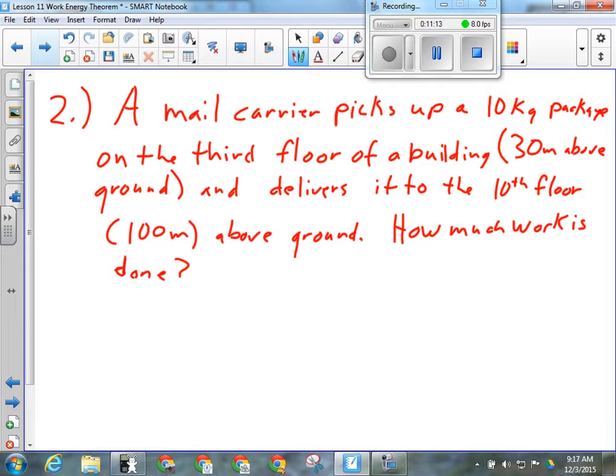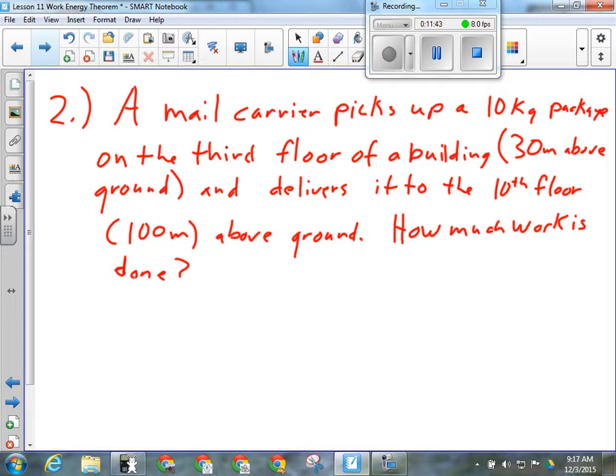Not really. What are they asking me to calculate here? Work. Okay, is work a change in energy? Can I figure out how much the potential energy of this package changes? Does it have potential energy when it's 30 meters above the ground? Does it have more potential energy when it's 100 meters above the ground? Can I calculate how much it has at each point?